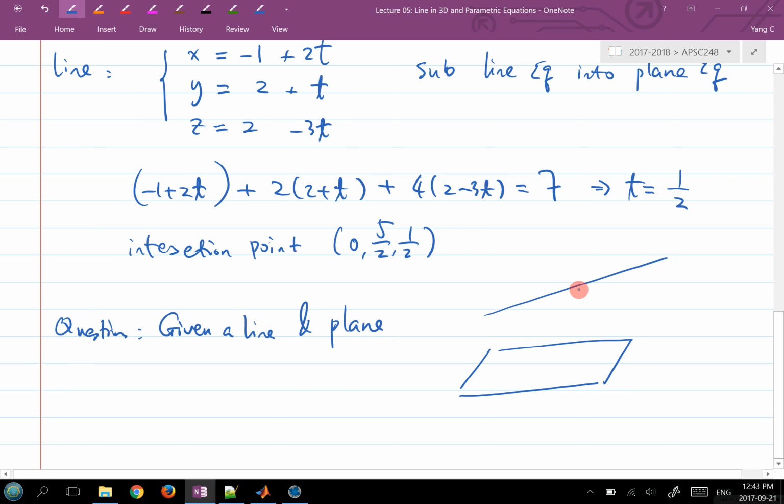Parallel. Okay, so basically the line is on top of the plane, or they never meet with each other. What else? Intersect. I guess that's too obvious. Is there any other? In the plane. Yeah, so there's another possibility, which is in the plane. Now sometimes you can consider this in-the-plane case as included in the parallel case, but mathematically they're actually quite different.